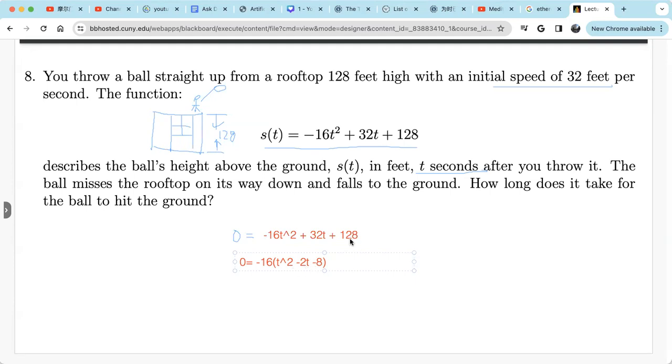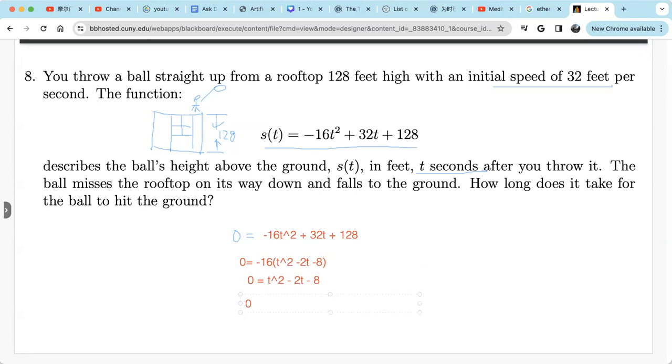So that's 128. Now we divide by negative 16 on both sides. 0 divided by negative 16 is still 0. And on this side, negative 16 times another factor divided by negative 16, the negative 16 just becomes 1. So that will be t squared minus 2t minus 8.